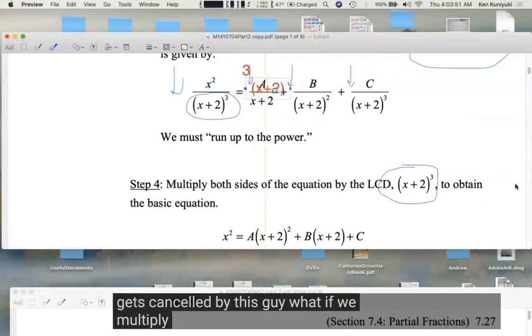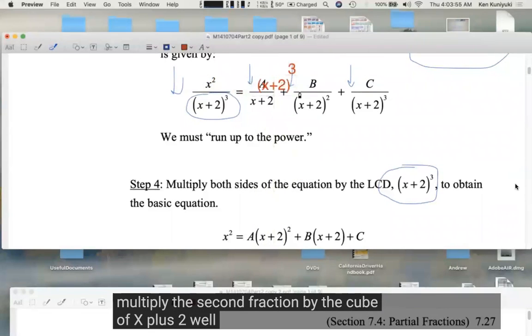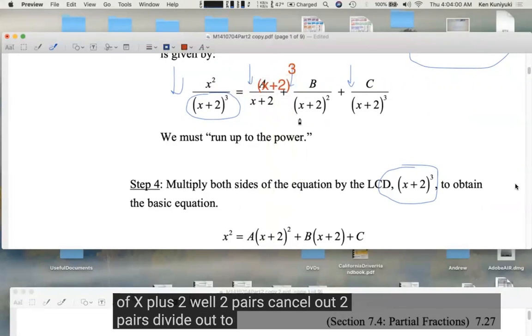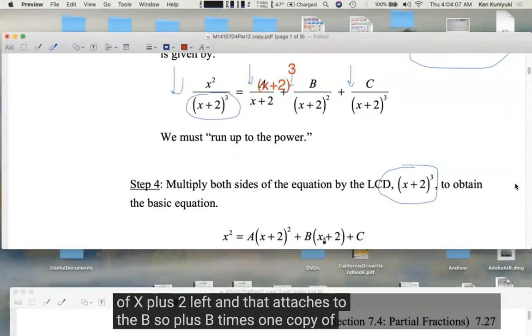What if we multiply the second fraction by the cube of x plus 2? Well, 2 pairs cancel out, 2 pairs divide out to 1. We have 1 copy of x plus 2 left, and that attaches to the b. So plus b times 1 copy of x plus 2.